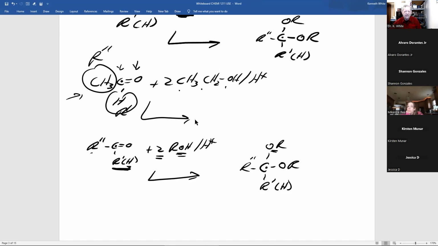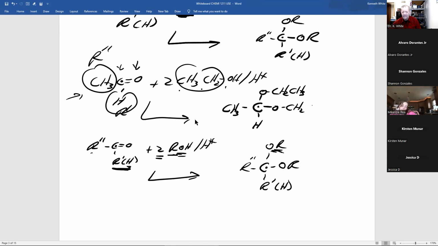So here's my carbonyl. I'll draw this carbon. What's attached to it are hydrogen, R prime, and then 2 oxygens. And what's my R group? You look at the alcohol, and it's an ethyl group. And that's how you do it. And that's the molecule you make.